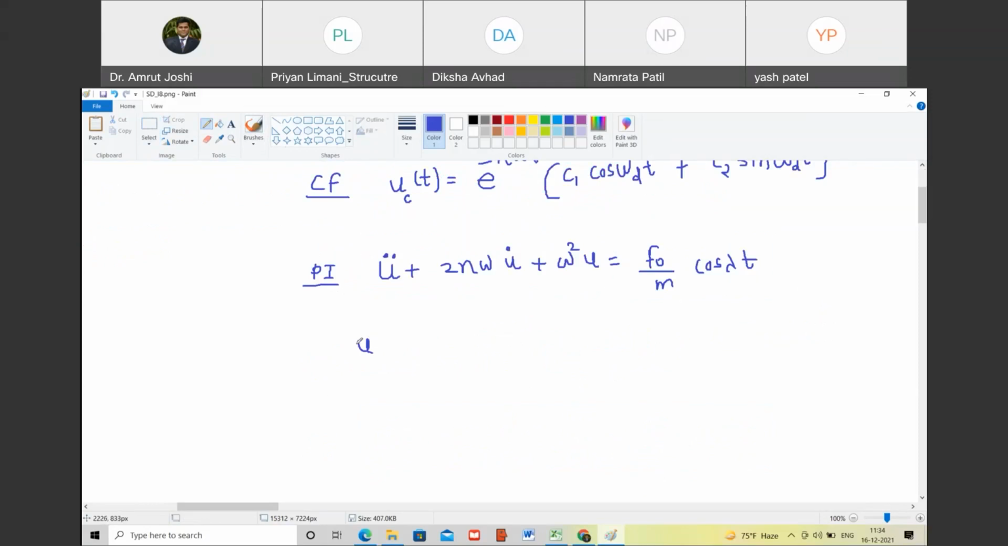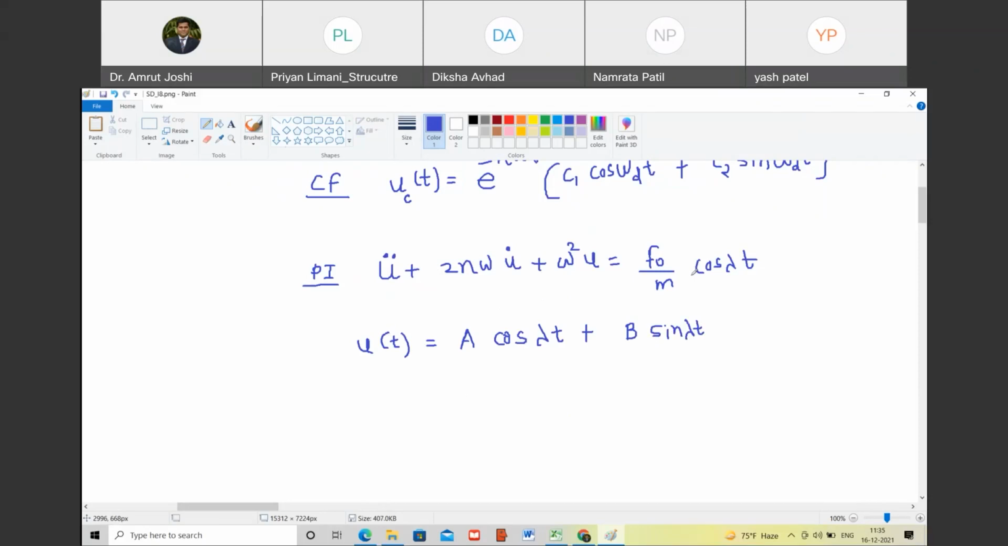Mathematicians will handle that. But u of t is equal to a cos lambda t plus b sin lambda t. This is what I propose. This satisfies the parent differential equation, that's what I am saying, with the right hand side being not equal to 0. If this has to satisfy, then I have to find out naturally a and b. If I get a and b, then my particular integral is in place.